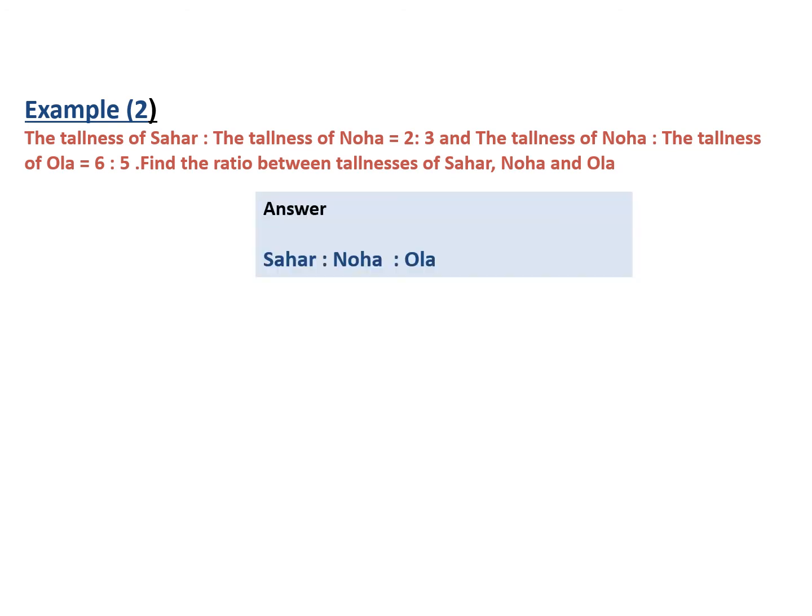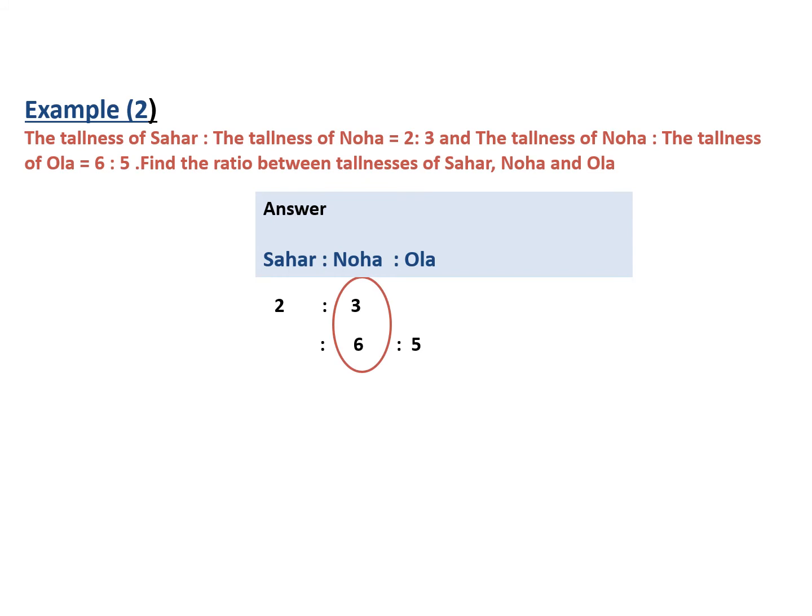Sahar to Noha to Ola. In the first line, Sahar to Noha is 2 to 3, it means Sahar 2 and Noha 3. In the second line, we write Noha to Ola: Noha 6 and Ola 5. Where's the complete column? Noha. In the first line 3, in the second line 6. Then we make a circle around Noha.